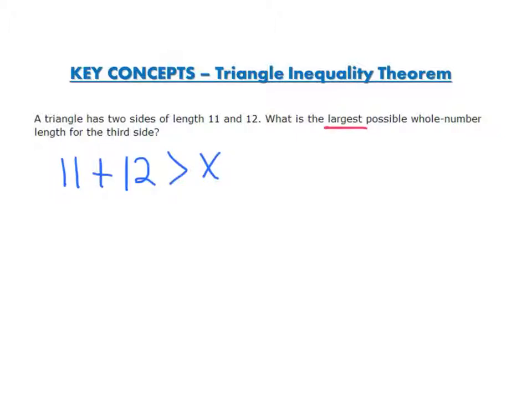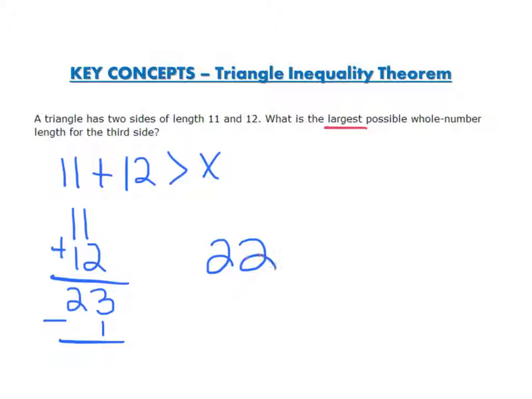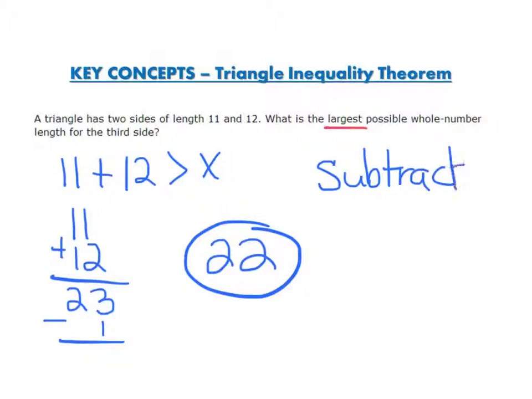So I'm going to add them. 11 plus 12, which is 23. And instead of adding 1, I'm going to subtract 1, which gives me 22. So when I want to find the largest number, I'm going to add them and then subtract 1. That way, when I add 11 plus 12, it has to be 22 or less.